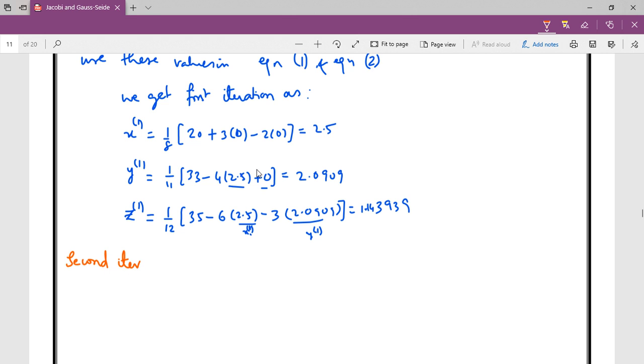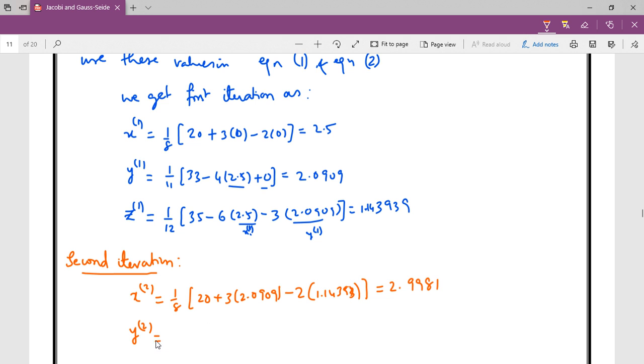Second iteration, use these values, x1, y1, z1 in 1 and 2 actually. Okay. So, x2 is what? 1 by 8 into 20 plus 3 into 2.0909 minus 2 into 1.14393. Okay. So, this gives 2.9981.